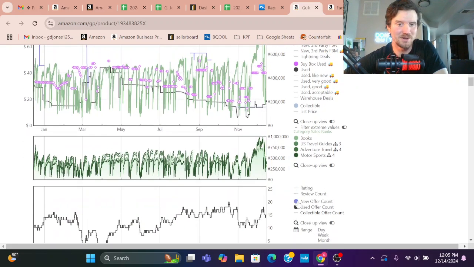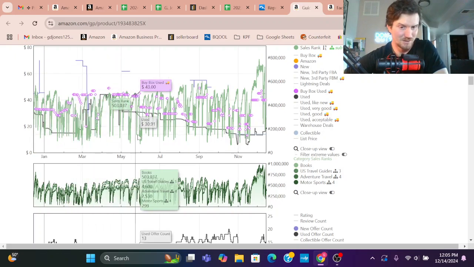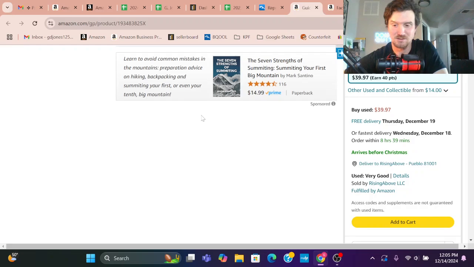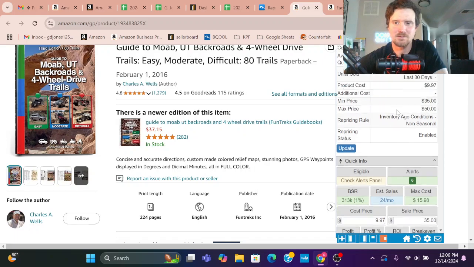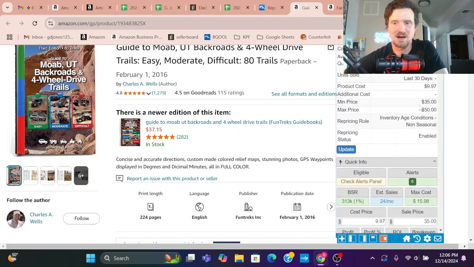And this one is a better example, actually. This is one that I would definitely take a lower ROI on, not a lot lower, but lower than 50%, because it sells so much. Got it at the top at 50. What am I at? I'm at $39.97. So this is a good example. I want to be in the middle of my min and max.